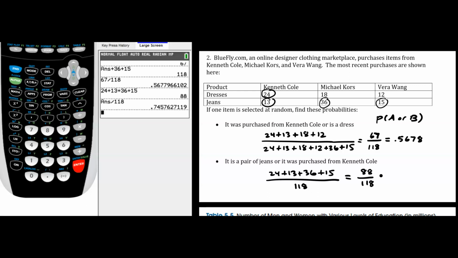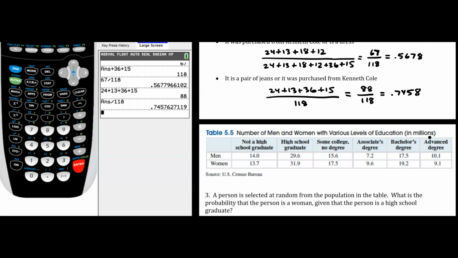gives us a decimal this time of 0.7458. Okay, so again, as you've seen earlier in this module, the OR questions can many times be answered based upon reasoning and using strategies very similar to the one I just did. Okay, let's go to the next example.